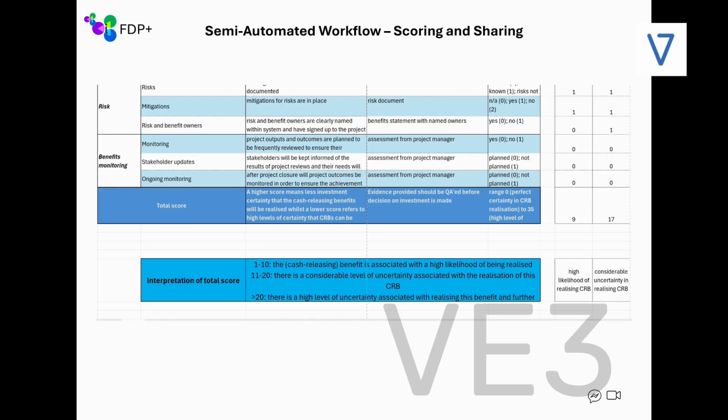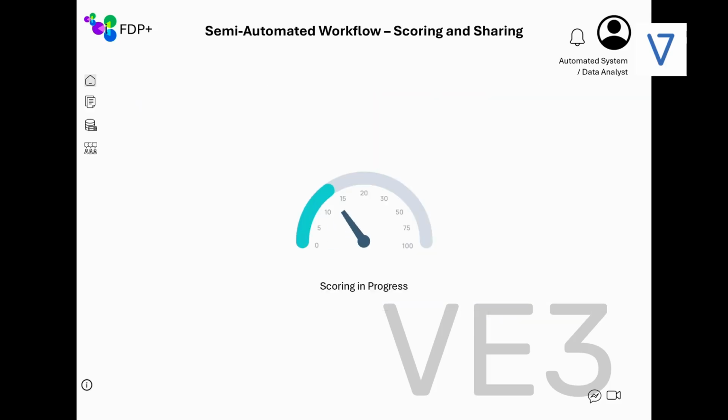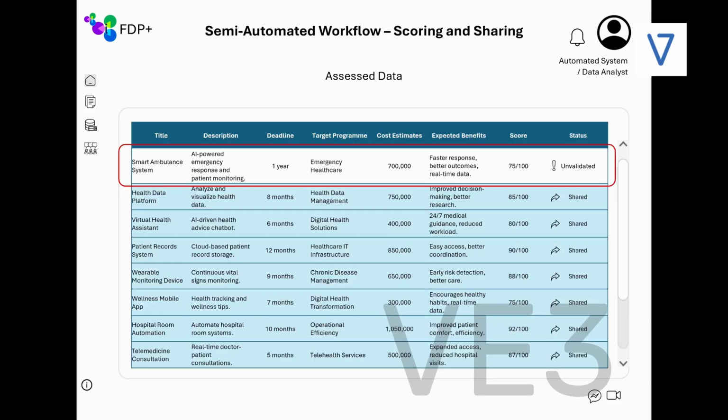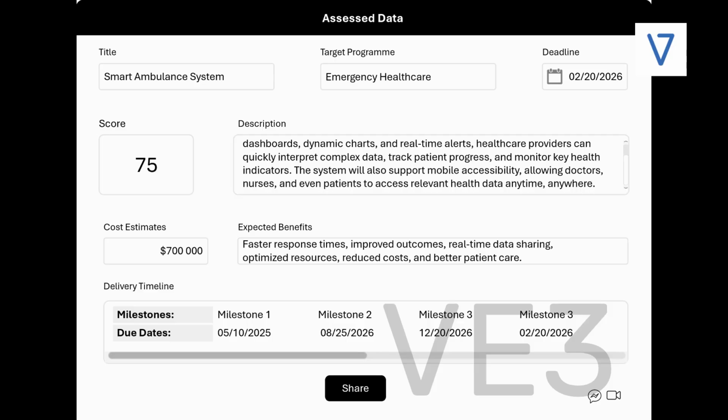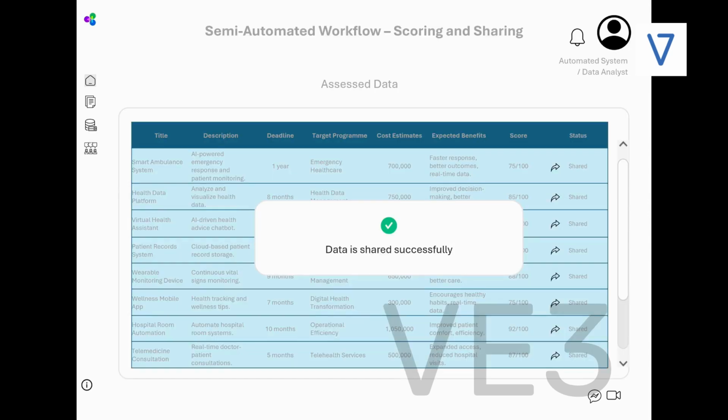For instance, a lower score indicates high certainty in realizing the benefit, while a higher score suggests greater uncertainty. Once the score is generated, it is shared with the relevant stakeholder, such as the project lead or decision maker, ensuring that everyone has a clear, quantifiable measure of the investment's potential.